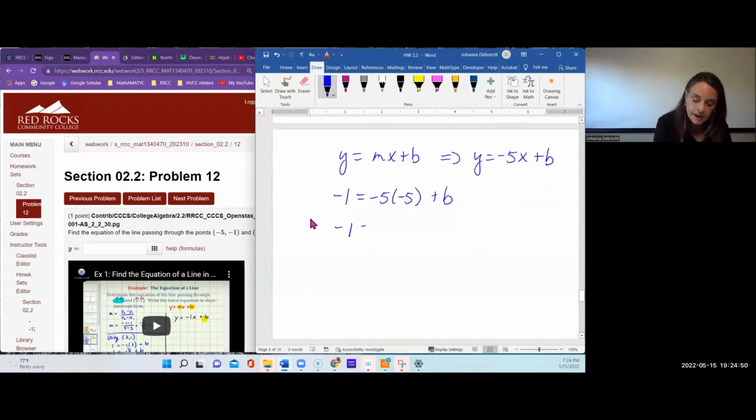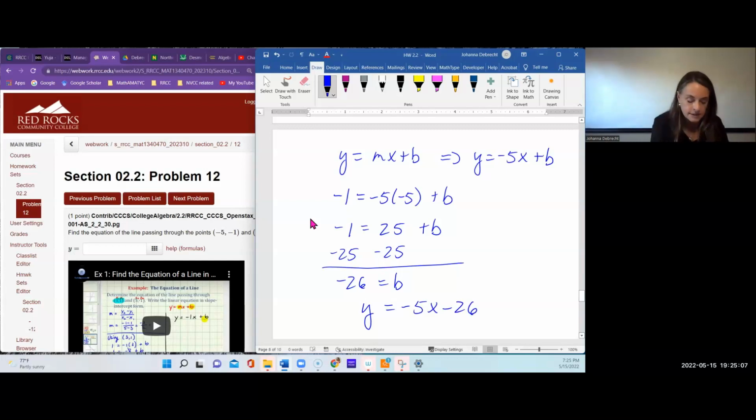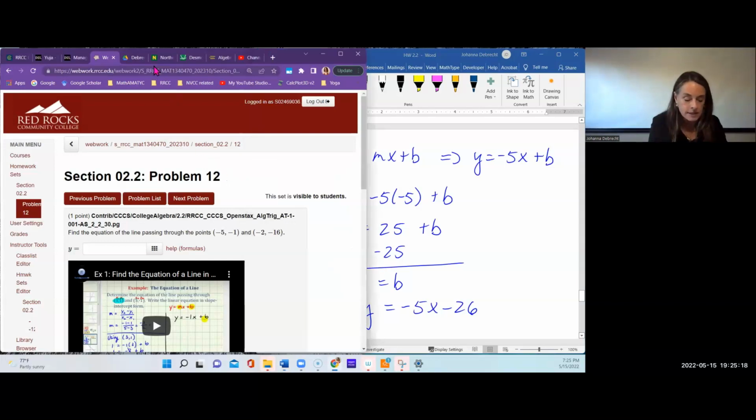-5 times -5 is +25 plus b. When I move the 25 by subtracting, this gives me b equal to -26. Then I rewrite my equation as -5x minus 26. Let's take a look at Desmos and see if this jives with what we found. -5x minus 26.